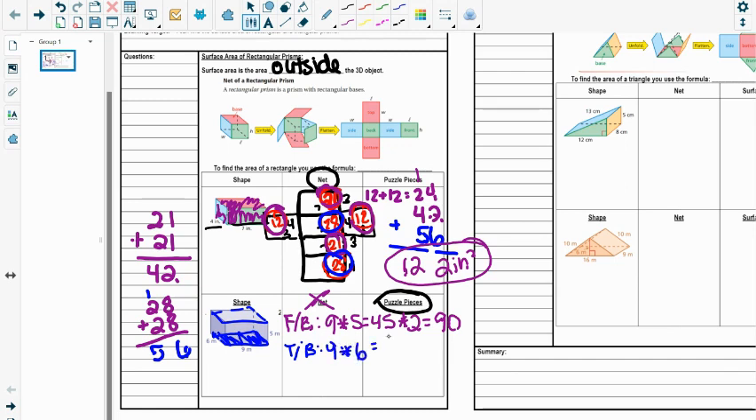And 9 times 6 is 54. And I have 2 of them, one on top, one on bottom, so I have to multiply that by 2. Well, 50 times 2 is 100. 4 times 2 is 8, so that would be 108.